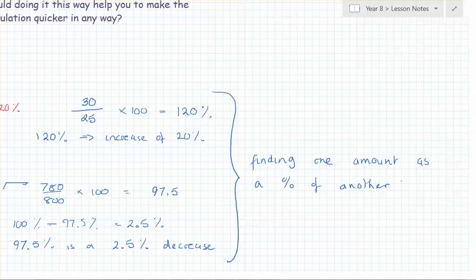Okay? Have you ever done finding one amount as a percentage of another? How many of you have worked out your percentage score for your tests? So you've only done it, what, like 1,000,000 times each? Yeah. Say you score 58 out of 70. How do you work out your percentage? 58 divided by 70 times 100. Yeah, 58 divided by 70 times 100. Does it make sense to talk of that as a decrease?